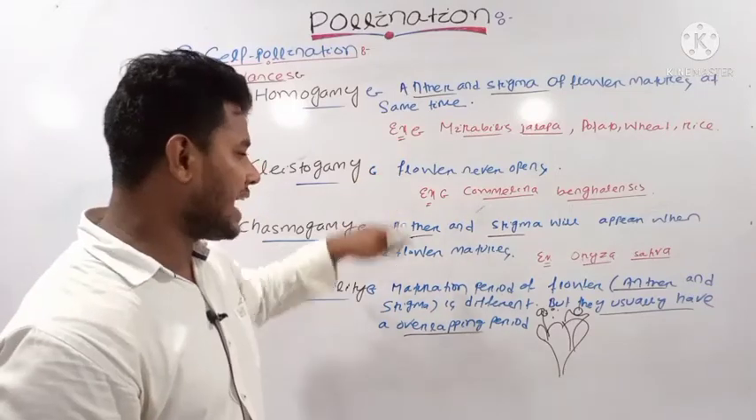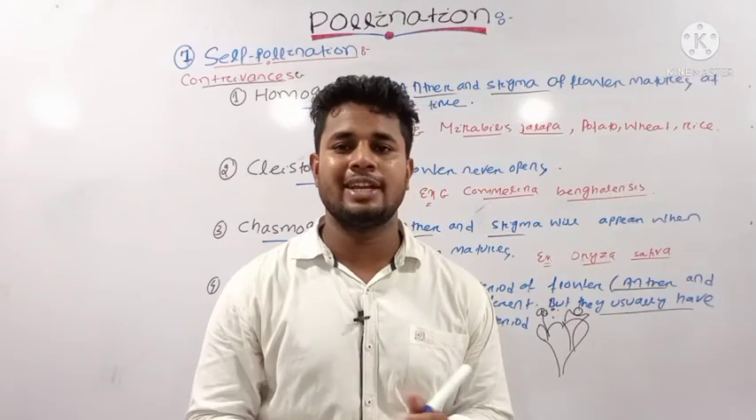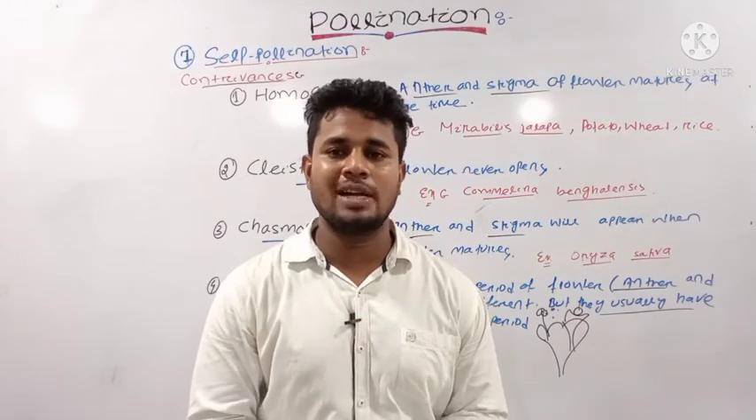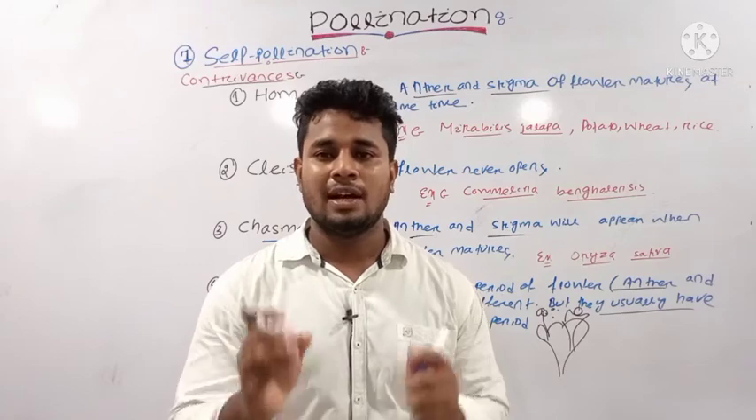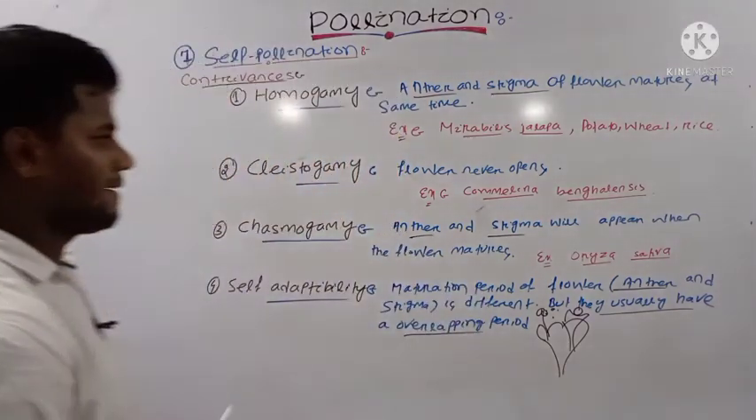Okay, these are 4 types of adaptation that is shown by your self-pollinating flowers. Note down these points, then we will know the different merit and demerit aspects of your self-pollination. Note down these points.